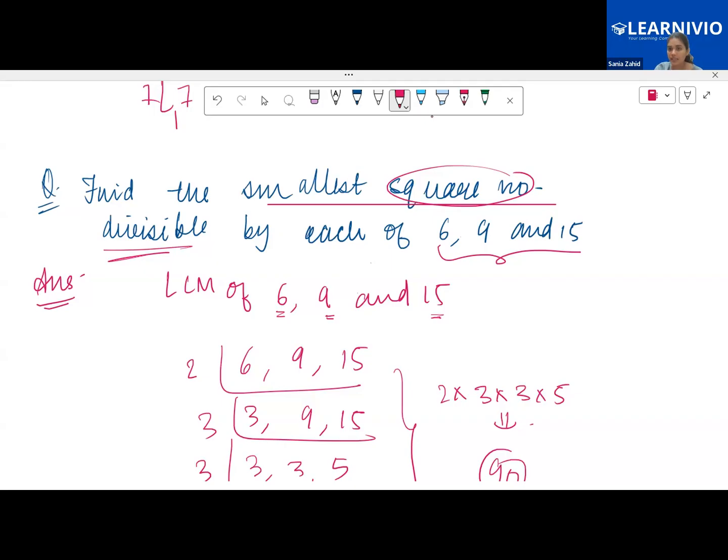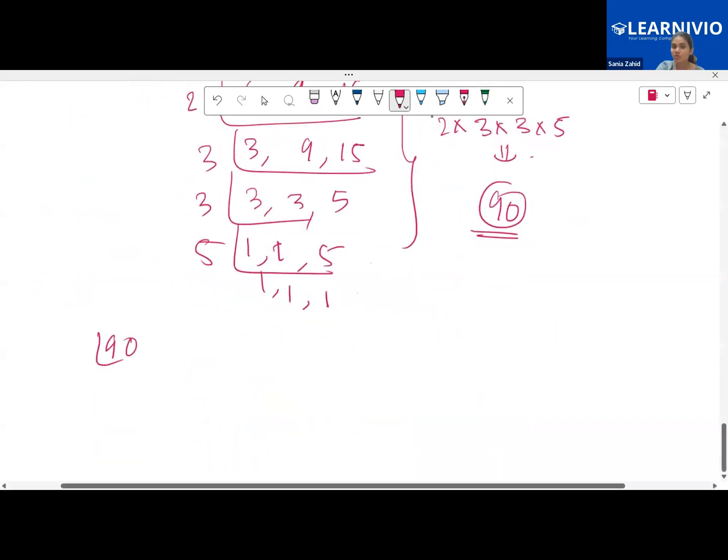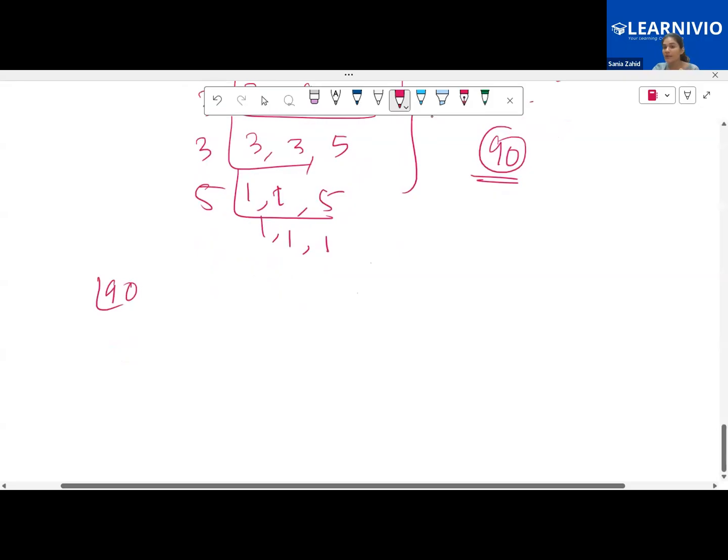So can we make 90 a square number? Yes, we can. What are the methods? First, you will find out the prime factorization. Find out the prime factors. You get 2 into 45, 3 into 15, 3 into 5, and 5 into 1. So what do I get? 2 into 3 into 3 into 5.